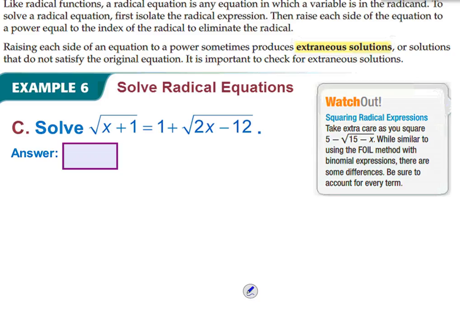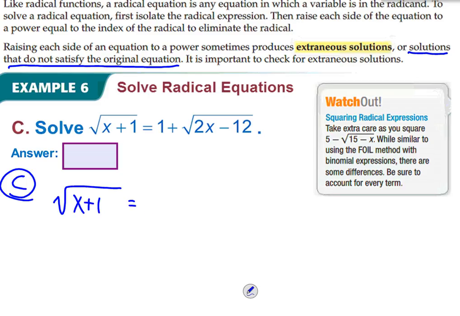extraneous root. An extraneous root means you did everything perfectly right, but when you put it back in the original, it doesn't work. So these are solutions that do not satisfy the original equation. So it is important to check for extraneous roots. So this is the challenging problem that you want to be able to do. The square root of x plus 1 equals 1 plus the square root of 2x minus 12.